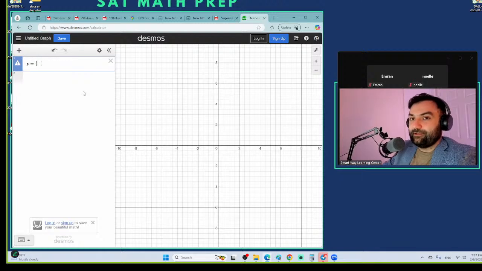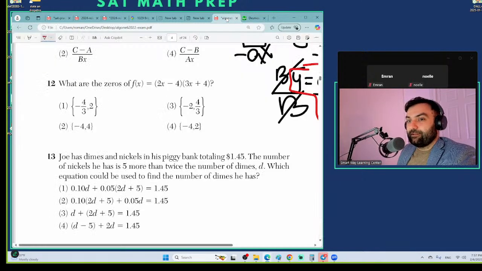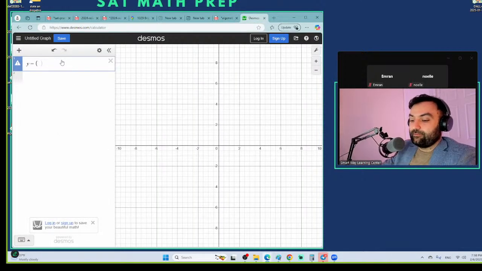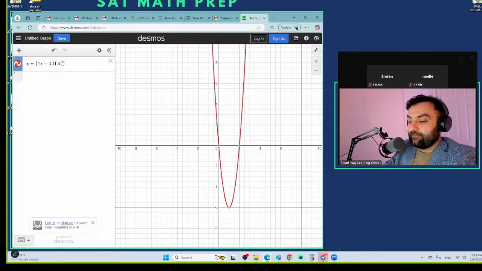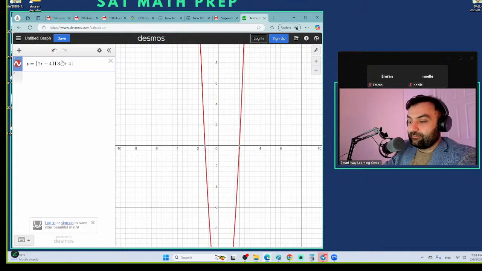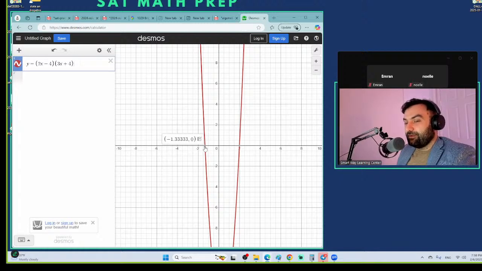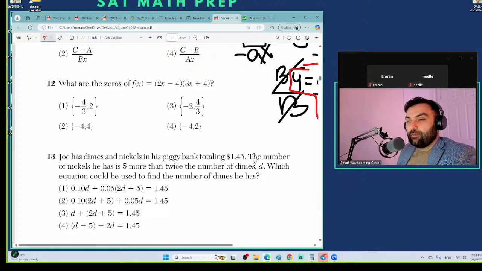So what do we do? We put y equals on the graphing calculator, and then we enter 2x minus 4, and 3x plus 4. Okay, so 2x minus 4, 3x plus 4. And then we just look at where the x-intercepts are, which is at negative 1.333, which is usually negative 1 1/3, and 2. So what is it?